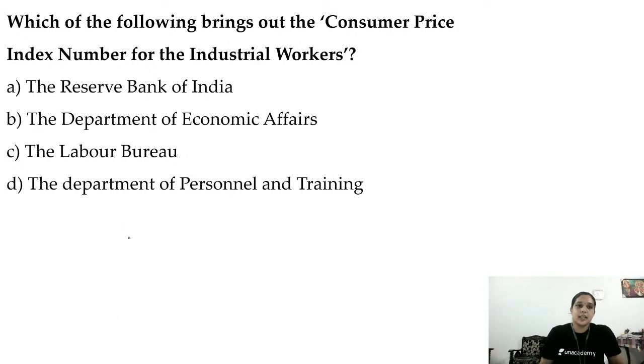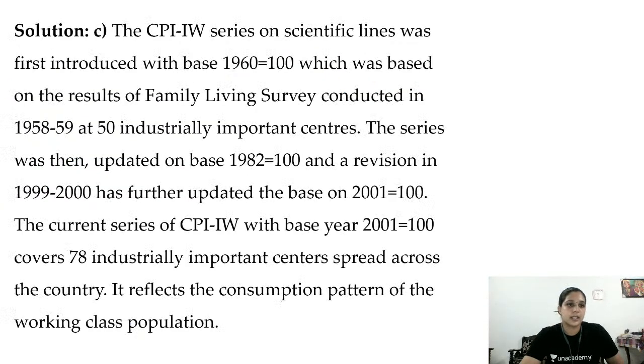Next. Consumer price index number for the industrial workers. Consumer price index number for the, what is this? Industrial workers. So no, Reserve Bank of India definitely not. Department of Personnel and Training, no, but they're talking about workers. We are not talking about skilled laborers or training or something. So the answer is the Labour Bureau. Industrial workers. But consumer price, so you might get confused with Department of Economic Affairs. No, here we are talking about workers, so the Labour Bureau should be the answer. Okay, next.